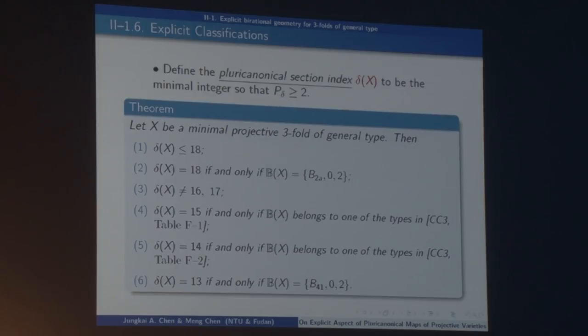So go on this story. Actually, we can define a new birational invariant, say a pluricanonical section index delta. So we found that any minimal threefold of general type satisfies delta smaller than 18. So therefore, any threefold of general type can be classified naturally into 18 classes.